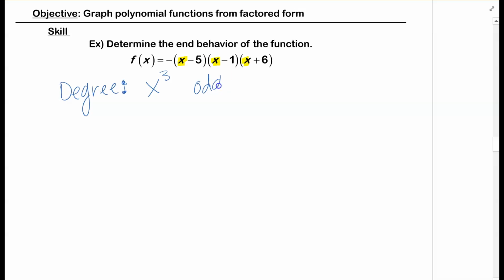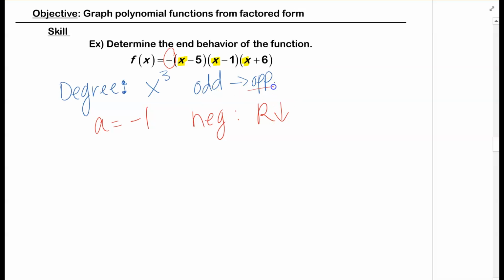This is an odd function, and odd means opposite. And then I need to figure out what is the leading coefficient. So my leading coefficient, my a value, has a negative there, so that's a -1, which tells me this is a negative function. And the negative, remember, tells you which way the right side goes. So the right side tells me it's negative, goes down.